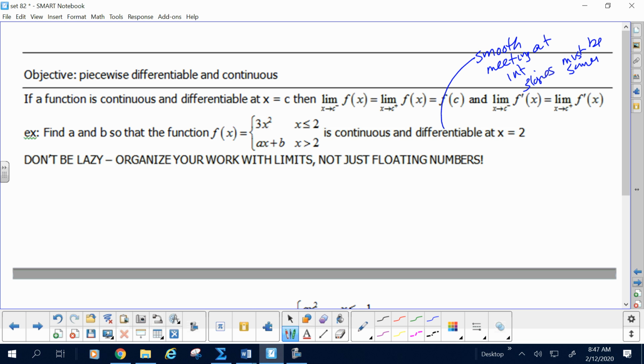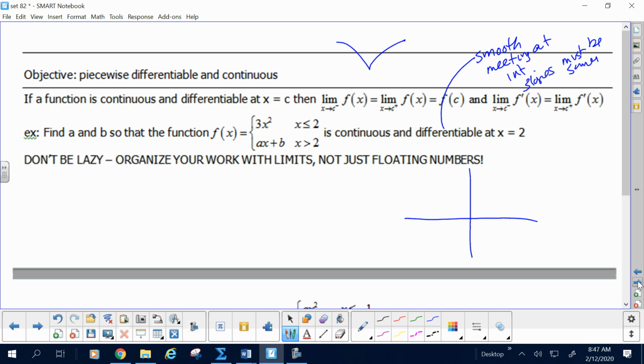Otherwise, you'll get a sharp turn kind of thing. So we want to join two pieces so it's continuous, but we also want the derivatives to be the same from each side, so it's smooth and therefore differentiable. You down? All right.